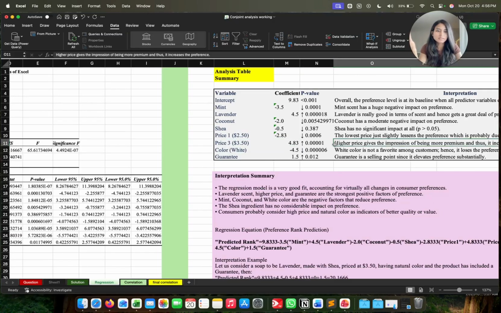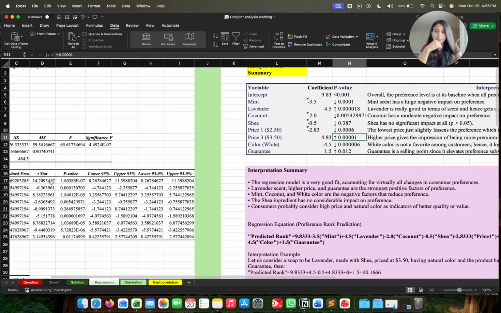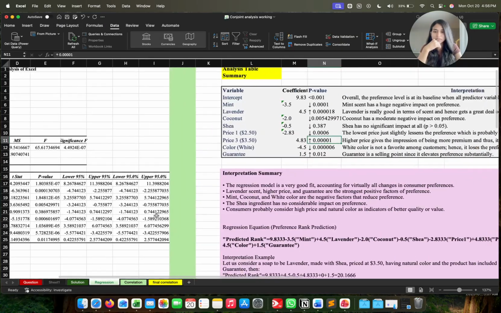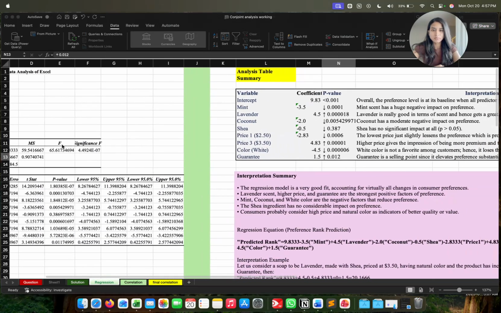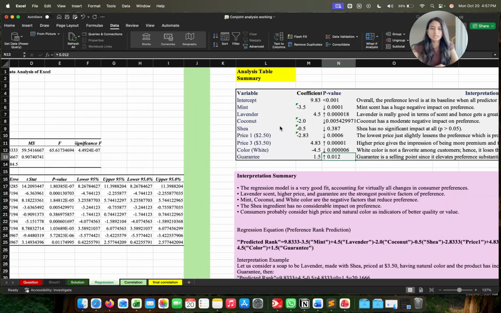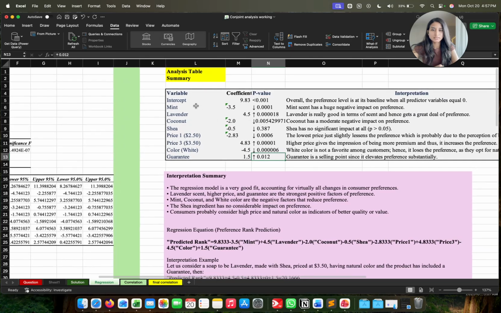The higher price gives the impression of being more premium. So what happens here is that the price coefficient is positive. So this determines that a higher price gives the impression of being more premium, and thus it increases the preference. So the summary table is here to determine and to explain more about the conjoint analysis.